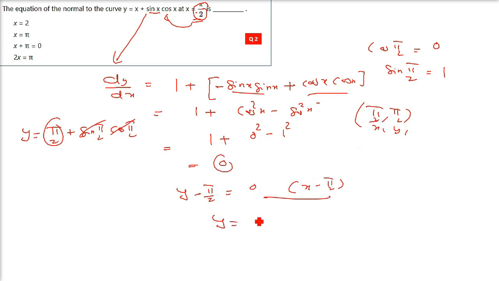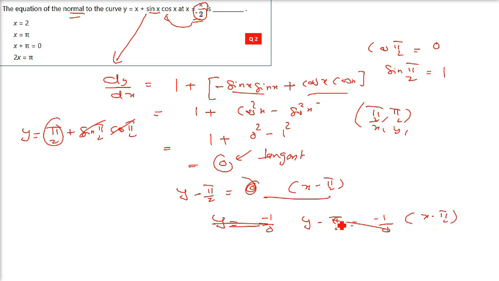The equation of the normal has to be computed. We have found out the dy by dx of the tangent. So there is a slight change. I will apply it here. It should be negative 1 by 0, because 0 is the tangent slope. Normal slope is negative 1 by 0. Now multiply this. Left side will be eliminated. x minus pi by 2 is equal to 0. So x will be equal to pi by 2. This is your 2x equals pi.